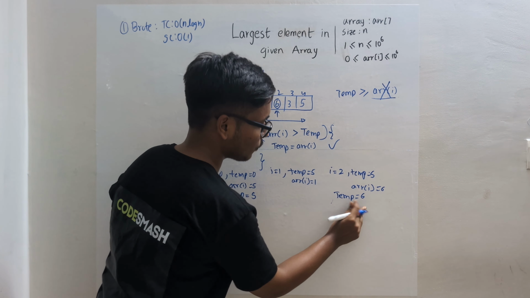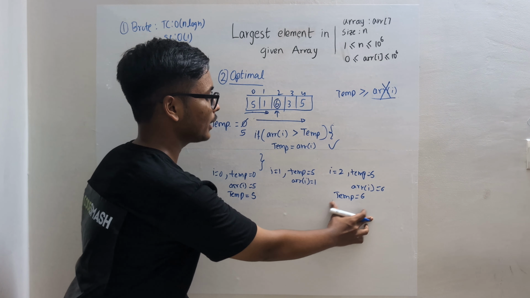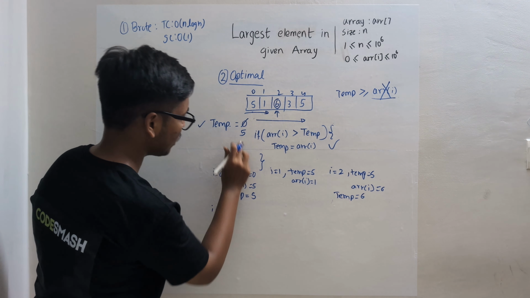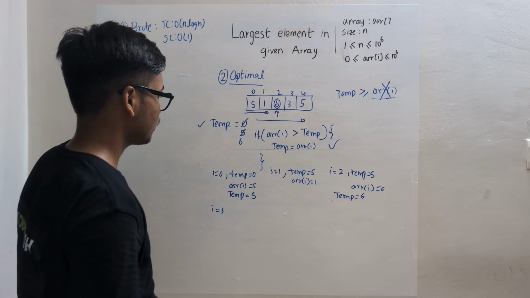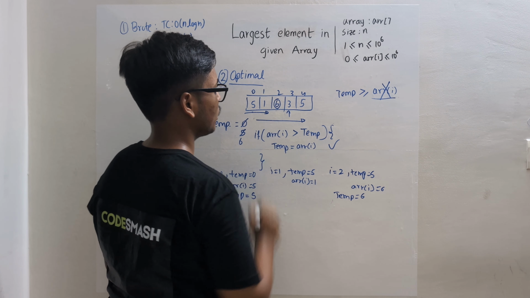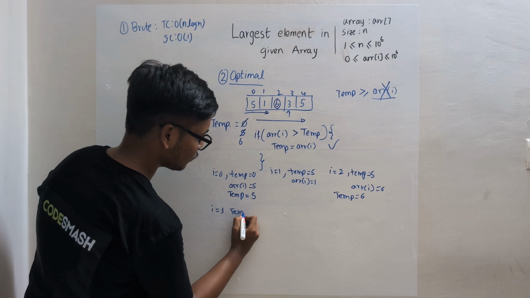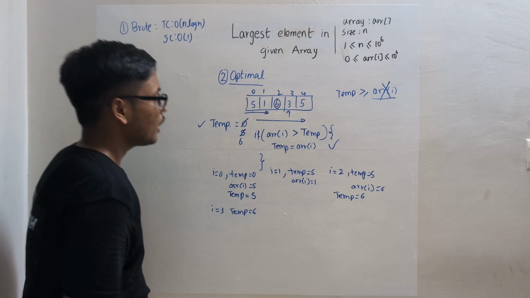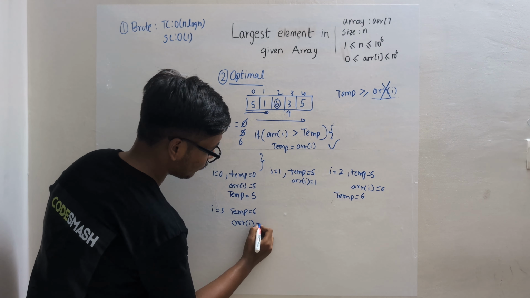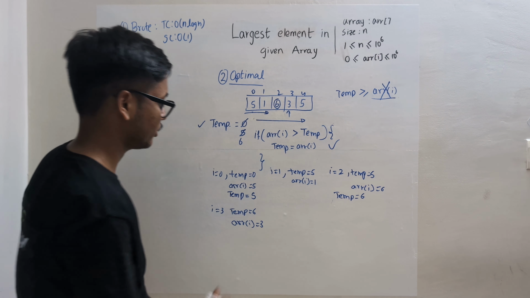As this condition is satisfied at this moment, we'll replace the value of temp with the value at that index, and then we'll go to the next index. 6, temp becomes 6, and we are going to the next index. If you look here, the value of temp is 6, and the value at that index is 3. As this condition is not satisfied, we just go to the next index.